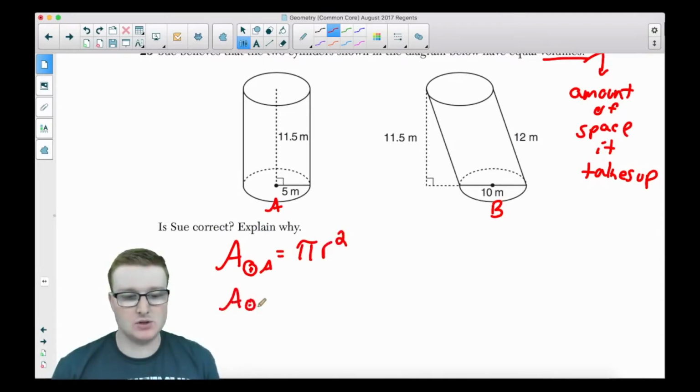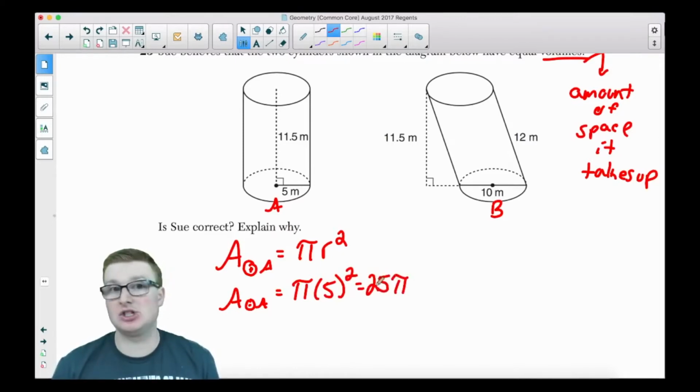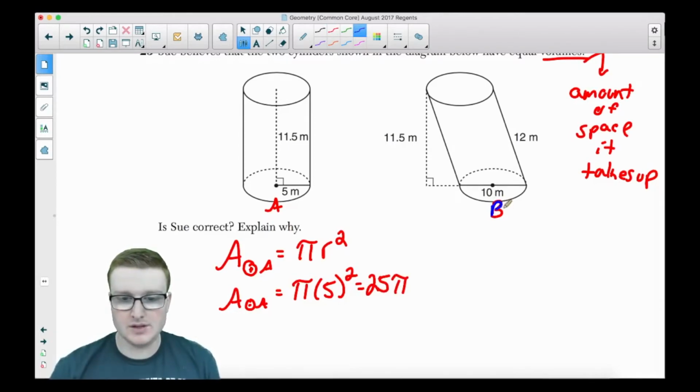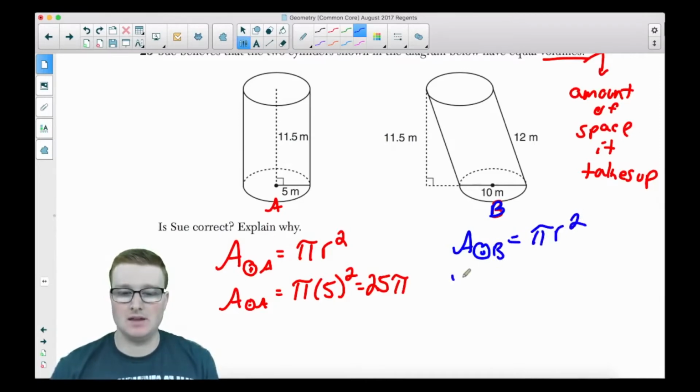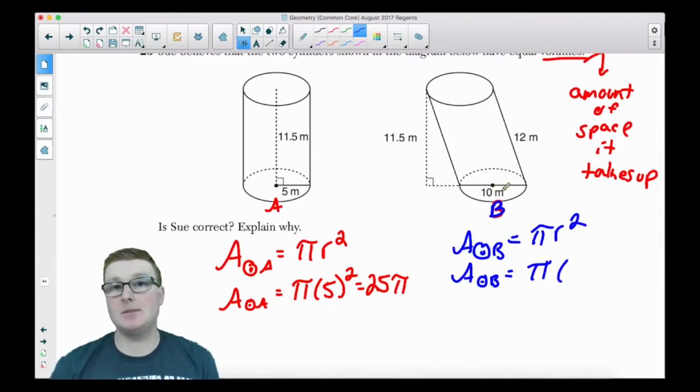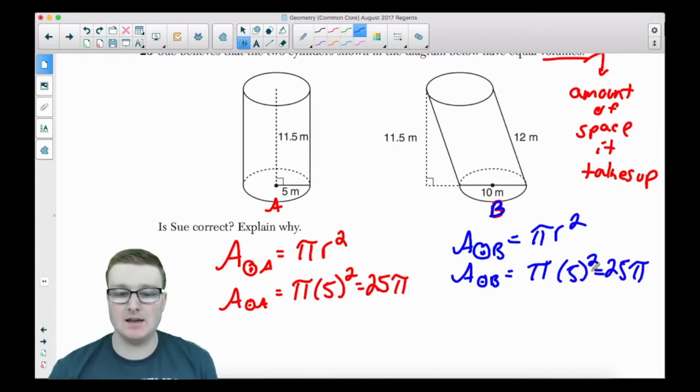The area of circle A is equal to pi. The radius is 5, and you square it. The area is 25 pi. I'm not going to type that into my calculator. I'm just going to leave it as is. The area is 25 pi. For prism B, on the other hand, let's take a look. The area of circle B is equal to pi r squared. The area of circle B is equal to pi. Now, the diameter is 10. The radius is 5. So we get 5 squared. This is, again, 25 pi.